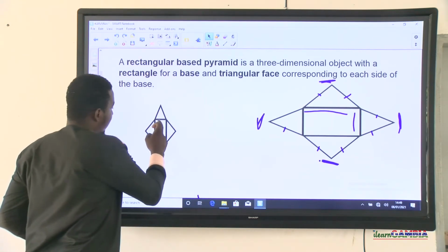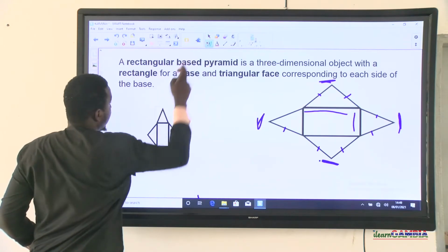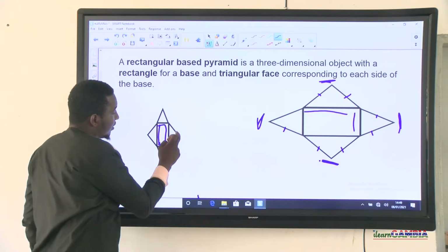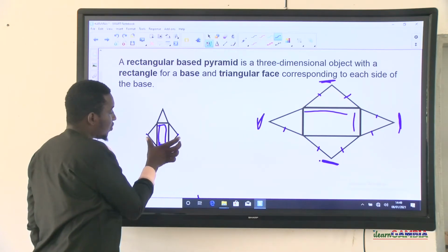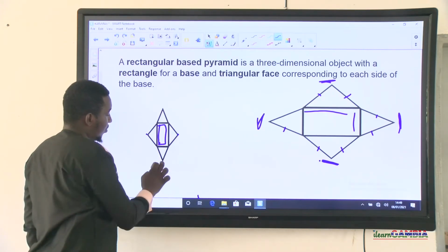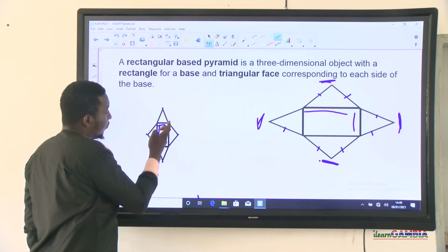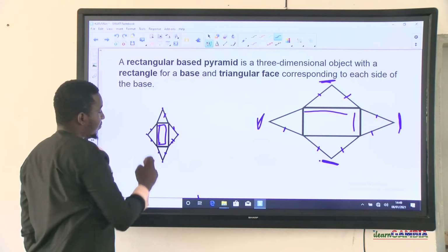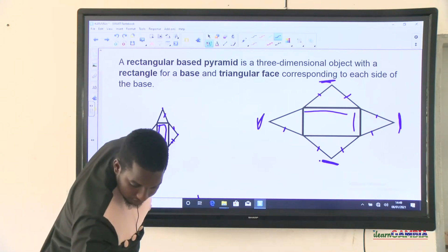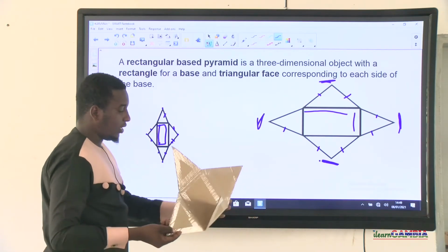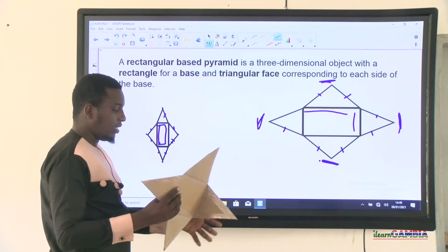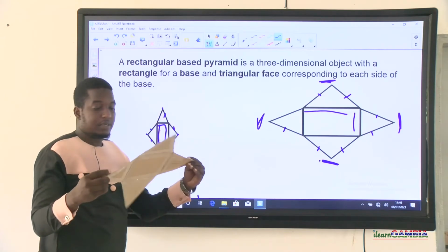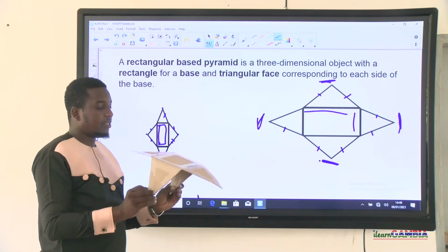Now look at it, this is the base. This is what forms the base. That is, this rectangle here forms the base. So if you look at this side and this side, these two triangles are equal, and these other two triangles are equal. But what is important here is that the lengths of these triangles should all be the same. Like we have an example here. Looking at this example, this is the net of a rectangular based pyramid.